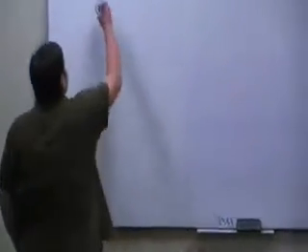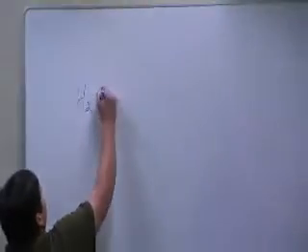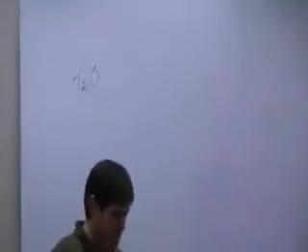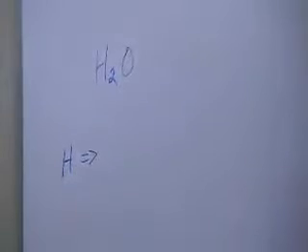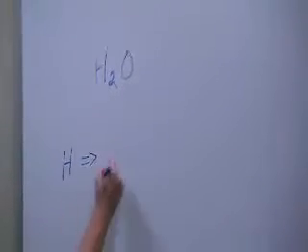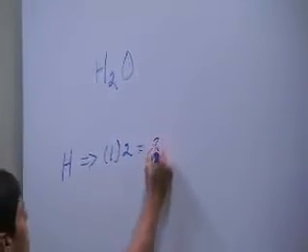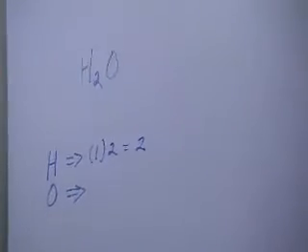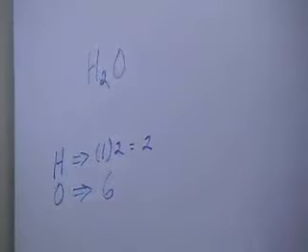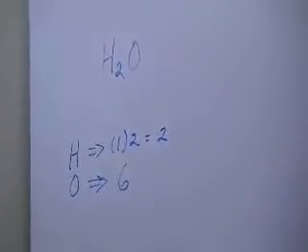Let's start with something that we've probably done before, and that's H2O. What's the first thing you do if you're trying to do the Lewis dot structure of something? Valence shell electrons. So hydrogen has how many valence shell electrons? 1, and there's 2 of them. And oxygen has how many valence shell electrons? 6. And how do we know that? How do we determine the valence shell electrons?